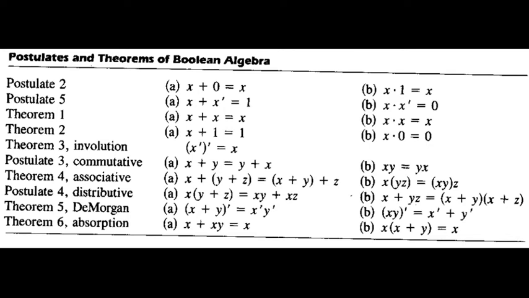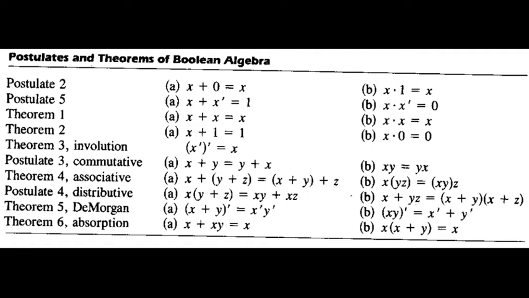Now, I'm not going through all these formulas like x plus x dash is equal to 1, x dot x dash is equal to 0 and so on. Let me go to one of the noticeable ones, postulate 4, that is distributive. In case of distributive, in our ordinary mathematics we know x in bracket y plus z is equal to xy plus xz. That also holds for Boolean algebra.